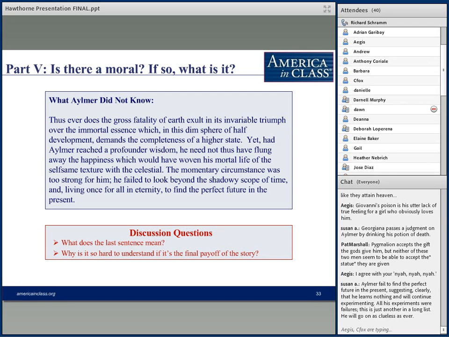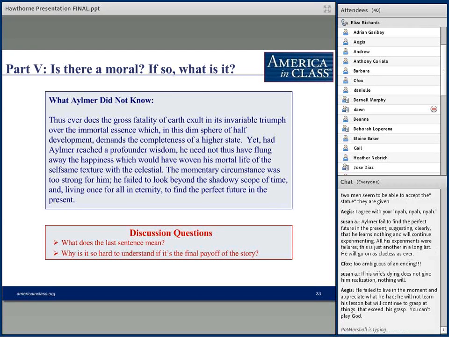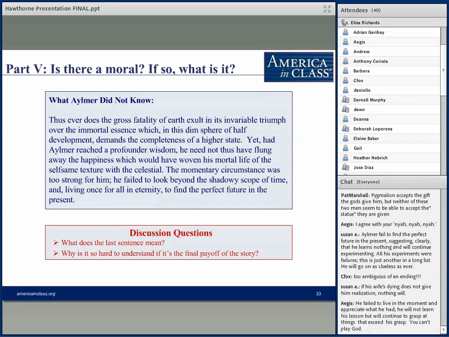This threw me for a curve too. The word failed there. It seems that he didn't fail to look beyond the shadowy scope of time, because he did try to live once for all in eternity, it seems to me. But he's got the word failed there, so that really makes this very complex and troubling. Too ambiguous an ending. There we go. If his wife dying does not give him realization, nothing will.